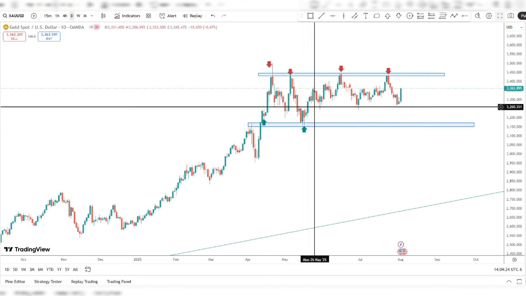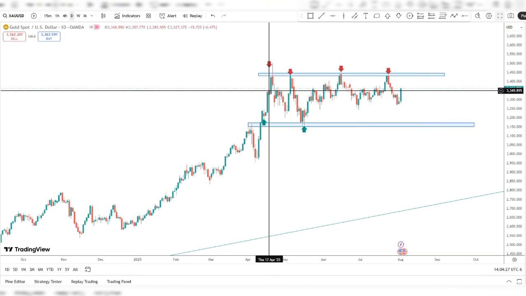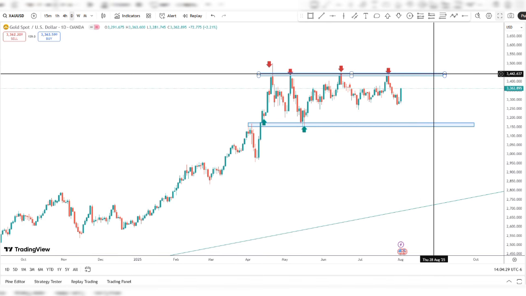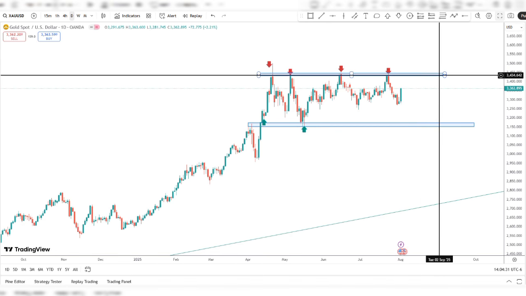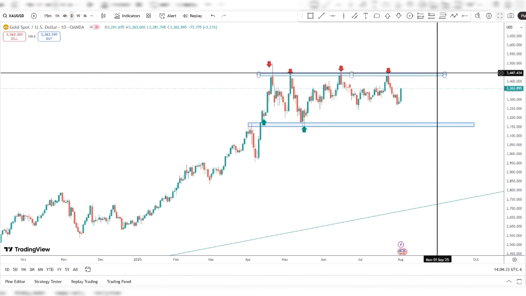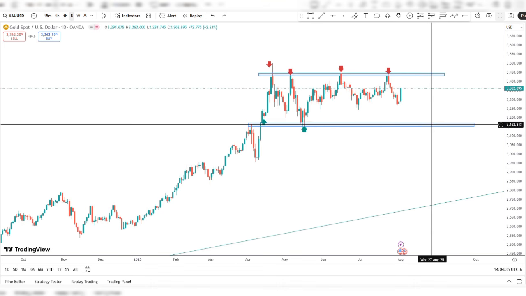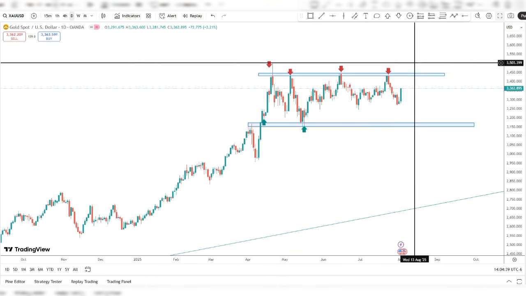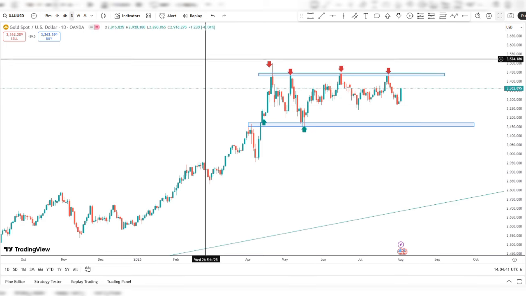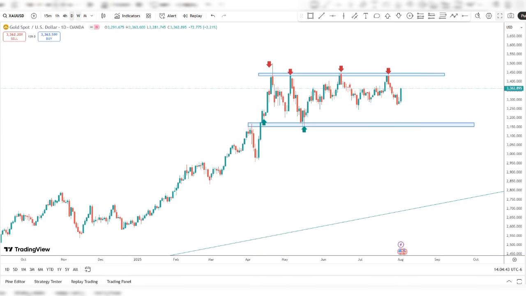But generally this is where we are, again on the uptrend, where price has ranged between the 3440 level and the 3160 level. Essentially that range is where price has been in the last couple of months.